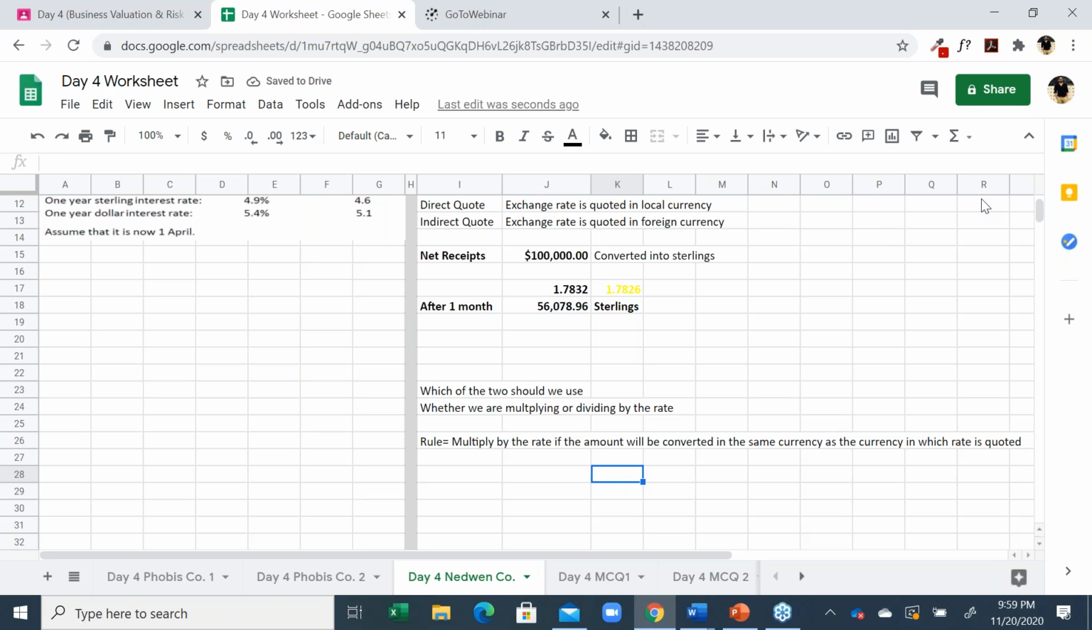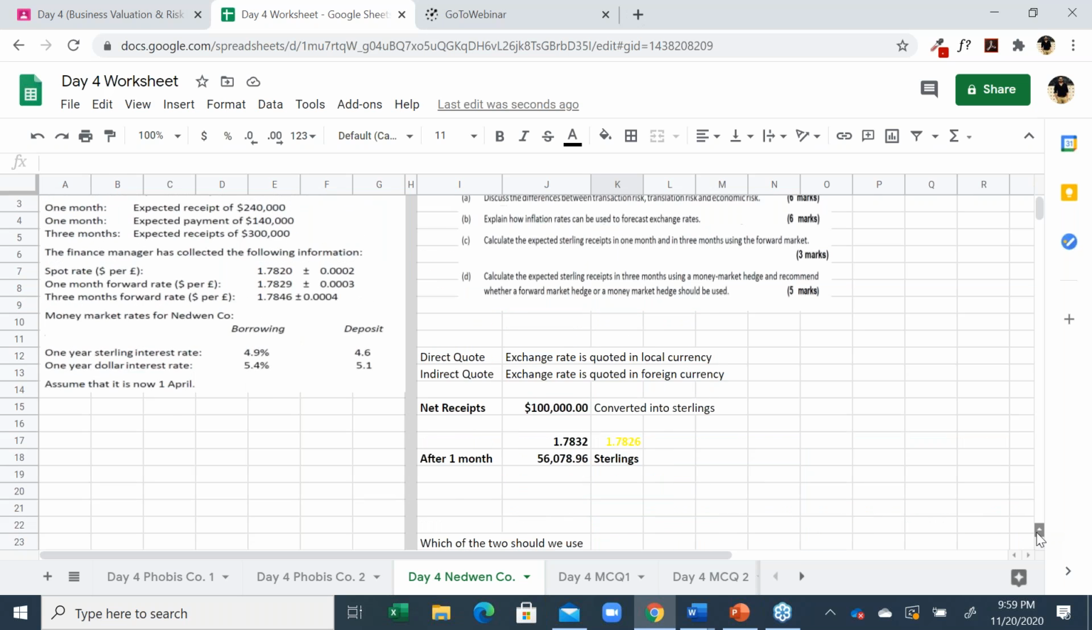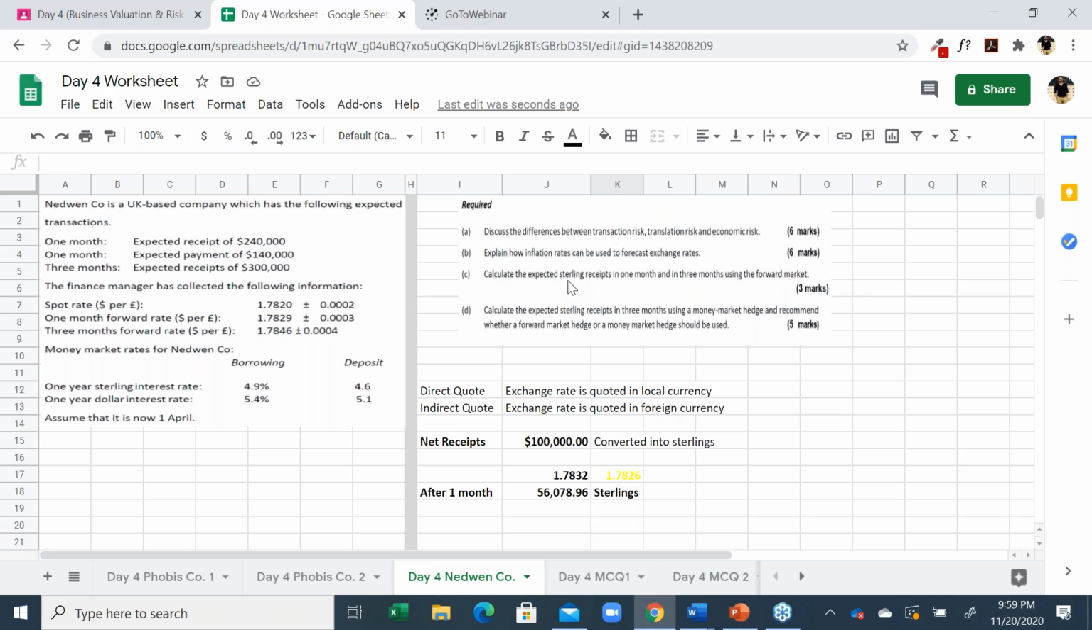So I'll just give you 5 minutes to solve the same part for a 3 months forward contract. The question says, calculate the expected sterlings in 3 months using the same forward market. So go ahead and solve it for 3 months. What will be the amount in pound sterling that the company is going to get after 3 months?